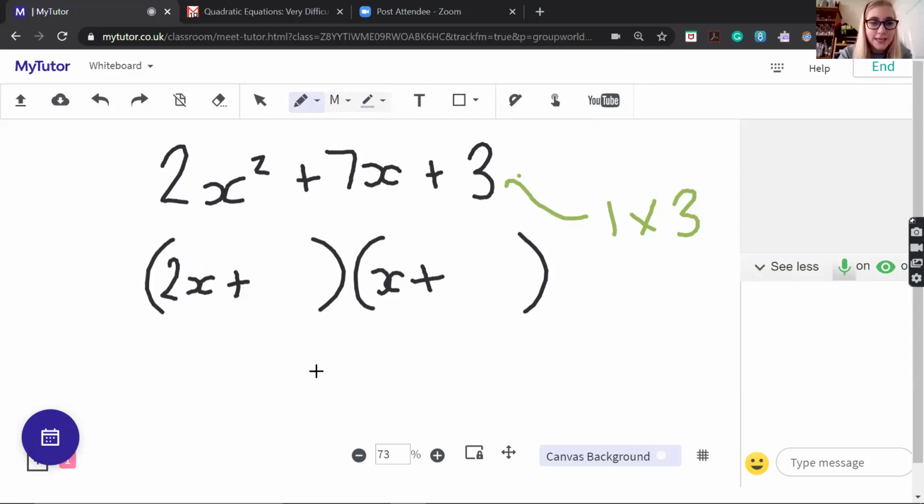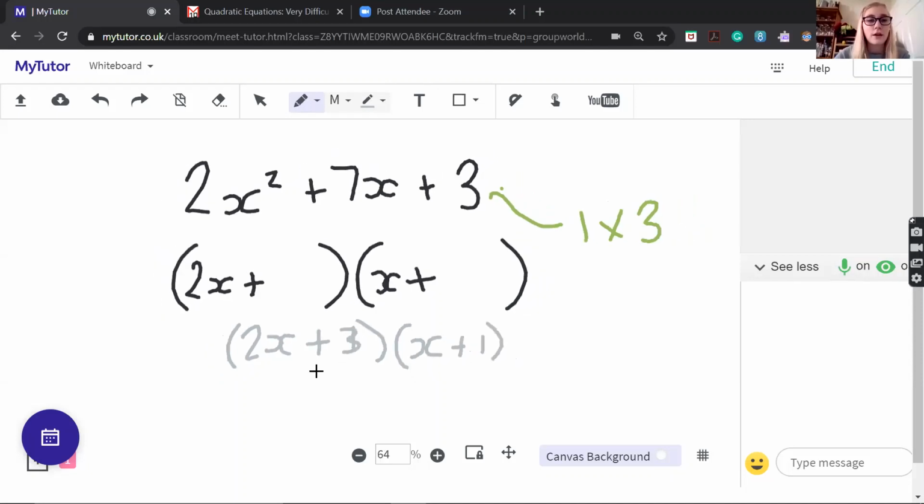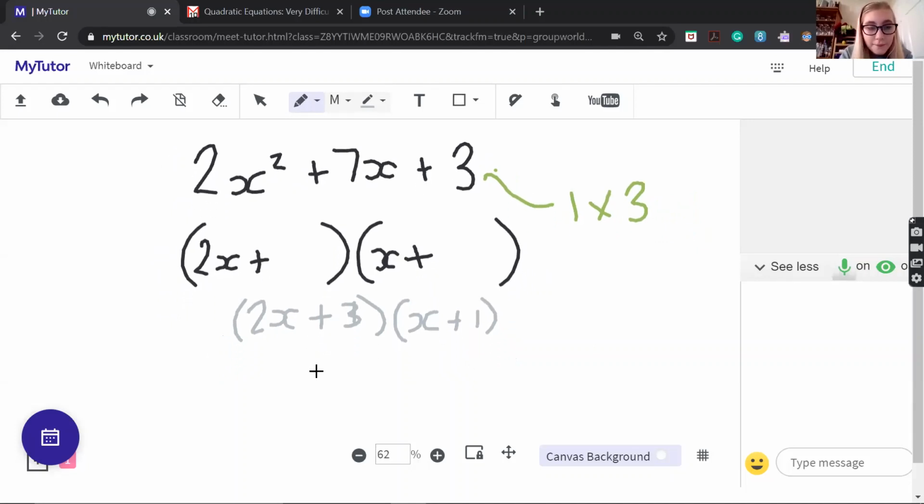So I'm going to write it in grey because it's an option. We're not saying that it's right. We're just testing it out. Ooh, wrong way. I'll put 3 there. So we know that we're going to get 2x squared. And we know that we're going to get a plus 3 on the end. That's why we've chosen these numbers. What we're trying to do now is make that middle bit work.